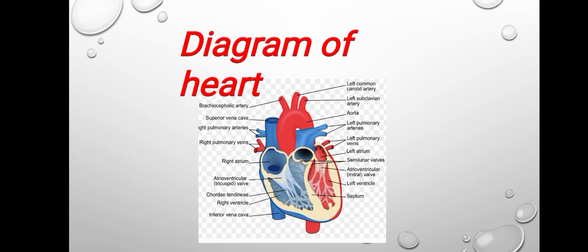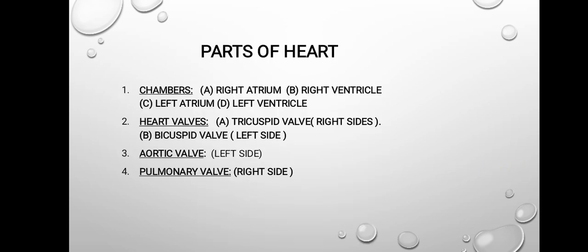And this is a diagram of the heart. In the diagram of the heart, there are different types of parts which are present, as we can see from this. Firstly, if we talk about parts of the heart, the first one is chambers. Mainly in chambers there are four subtypes. First one is the right atrium and right ventricle which are present on the right side of the heart, and on the other hand, on the left side, the left atrium and left ventricle are present.